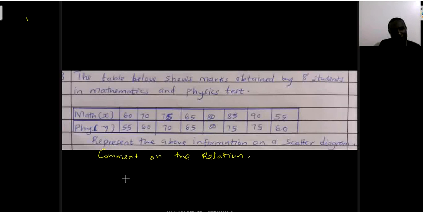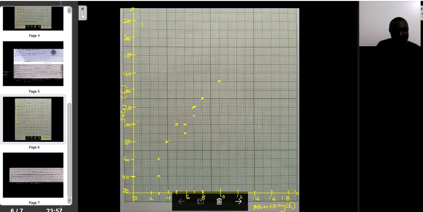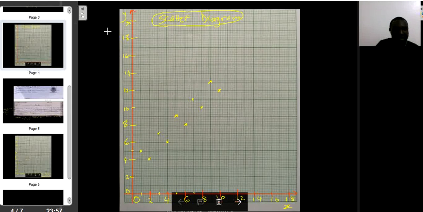The next lesson is going to follow, so keep with me. Let us move together. In the next lesson, we are going to look at how to draw a line through these plotted points, and that line is called the line of best fit.